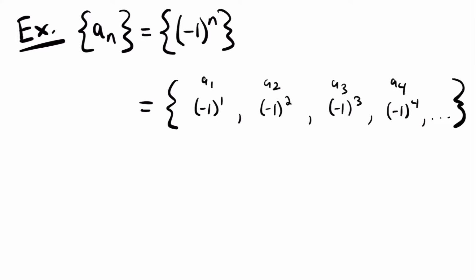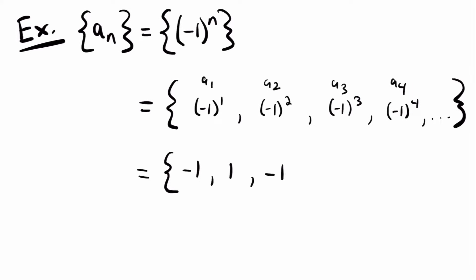Now if we simplify these terms, negative 1 to the first power is just negative 1. So we'll have negative 1, comma, negative 1 squared, which is positive 1. Then our next term, a sub 3, is negative 1 cubed, and negative 1 times itself 3 times will be negative 1.